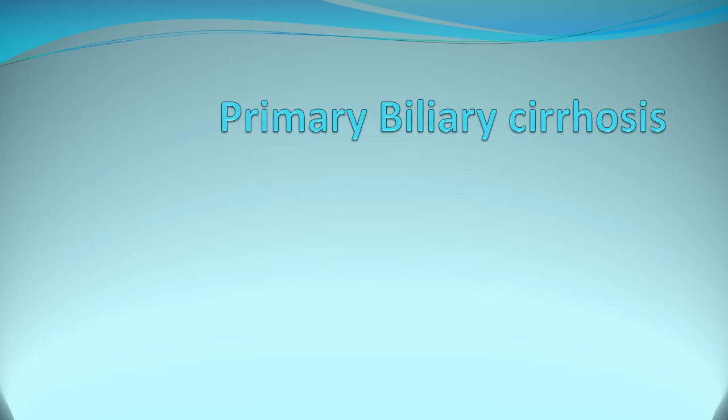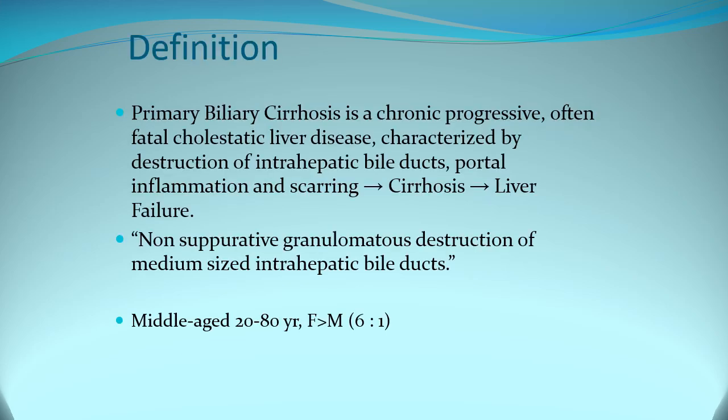Primary biliary cirrhosis is a chronic, progressive and often fatal cholestatic liver disease characterized by the destruction of the intrahepatic bile ducts, with portal inflammation. When there is destruction, there will be inflammation surrounding the bile duct, and that causes scarring surrounding them and leads to cirrhosis, and this cirrhosis causes liver failure.